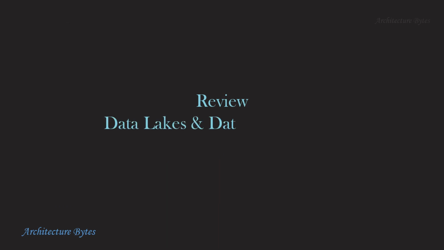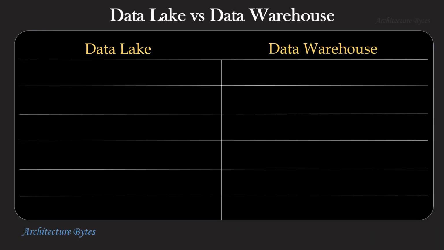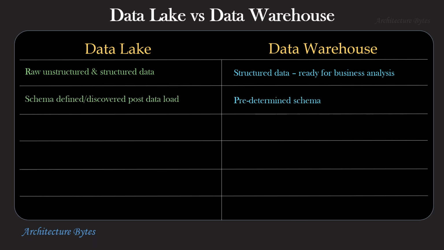Now that we have seen some big data architectures, let us quickly review our understanding of data lakes and data warehouses. Data lake and data warehouse play an important role in the big data ecosystem. Let's look at some of the differences. Data lake has raw, unstructured, and structured data, while data warehouse has structured data ready for business reporting. Data lake has schema defined, discovered, post data load, while data warehouse has predetermined schema.